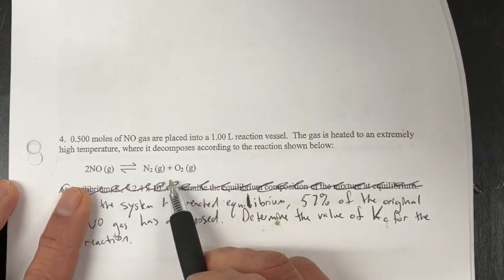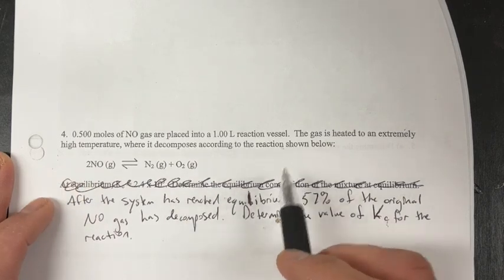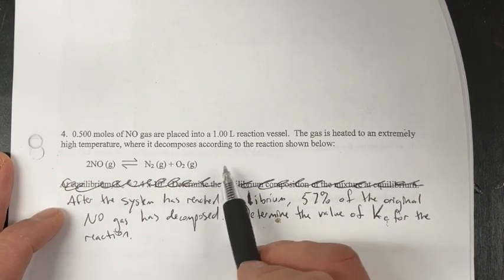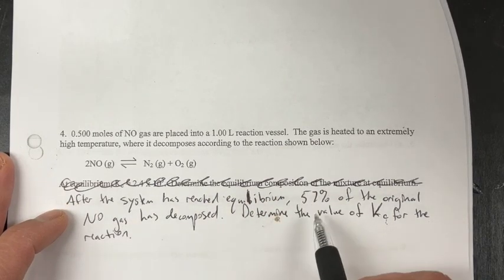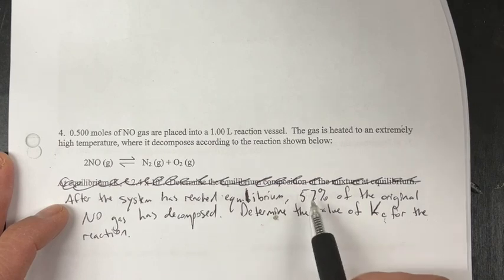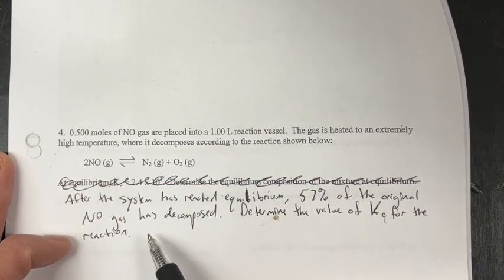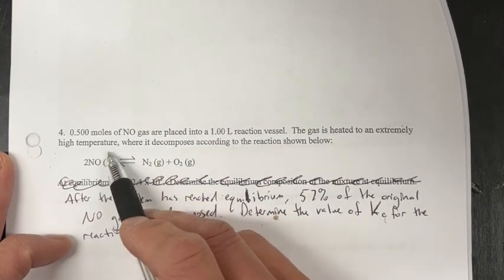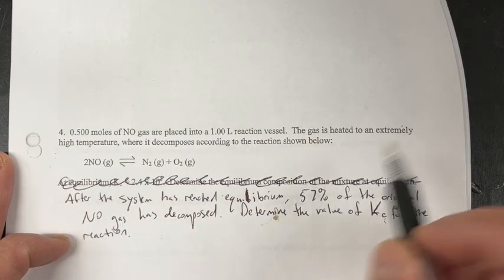The last question is also changed. I have this equilibrium here. NO gas goes to N2 plus O2. And I heat it up, it decomposes, so it breaks down. And it says, after the system has reached equilibrium, 57% of the original NO gas has decomposed. Determine the value of Kc for the reaction. So this one I'm starting with 0.5 moles of NO gas, and now 57% of it has decomposed. So how do I do that?